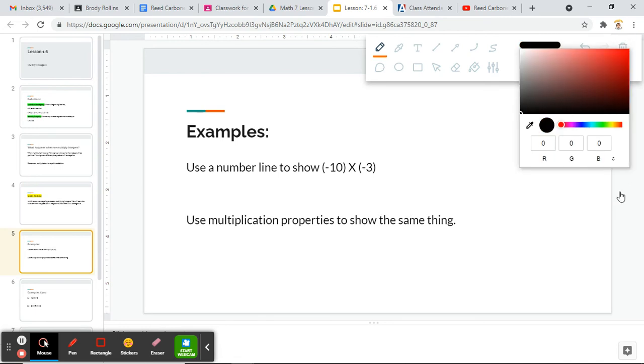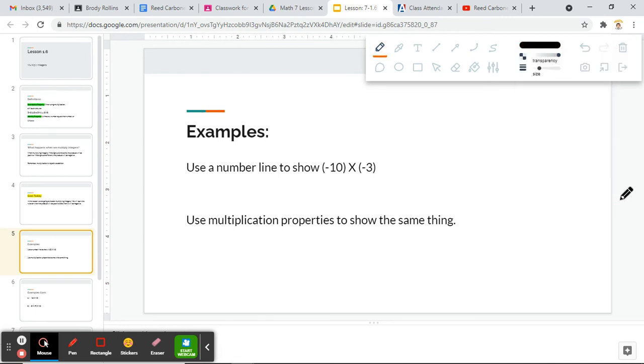Now, if we're doing this using our multiplication properties, let's think about it like this. Let's think about it as having a negative number times a negative number. Well, of course, that's going to give us a positive product, right? So then we just have to do 10 times 3, which is equal to 30. And then since we already know this is a positive number, it would be a positive 30.